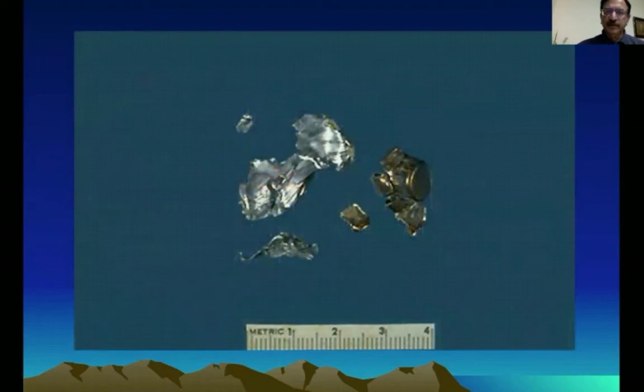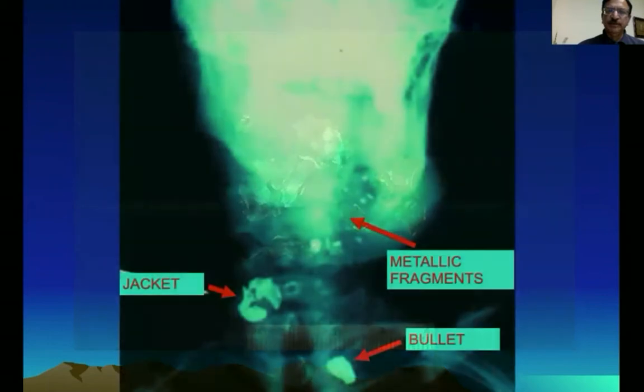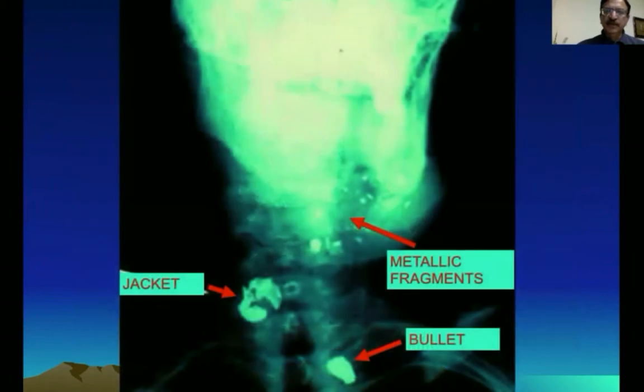These are different fragmented pieces, the lead core, the jacket, and the broken pieces of the bullet. This is again a radiograph showing when the bullet is passing through the vertebra, the jacket is removed, and the bullet lead core is moving ahead. And in the above, you can see the metallic fragments, that is the bullet has been broken into multiple fragments.